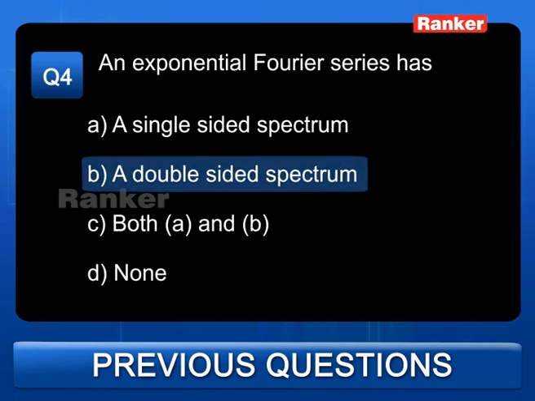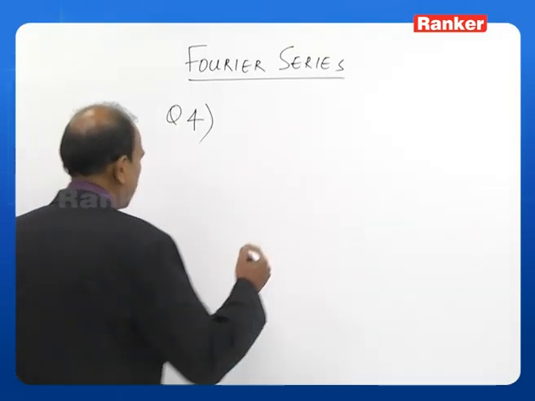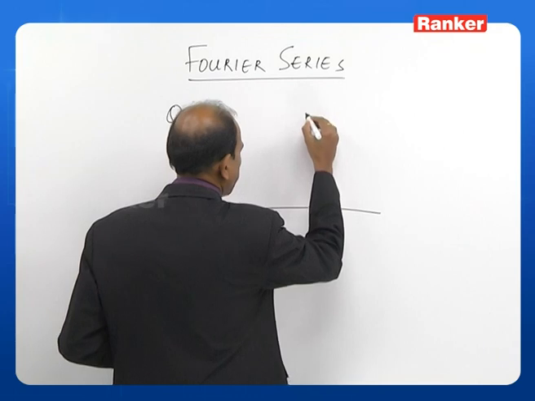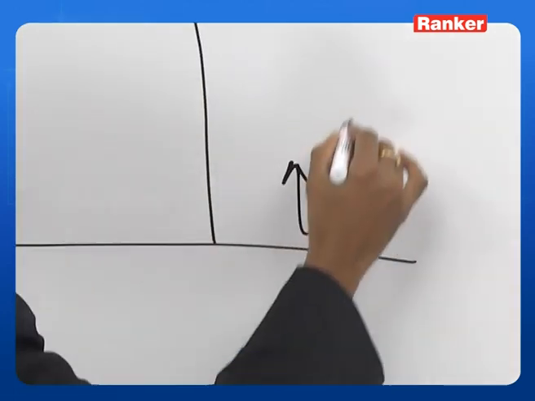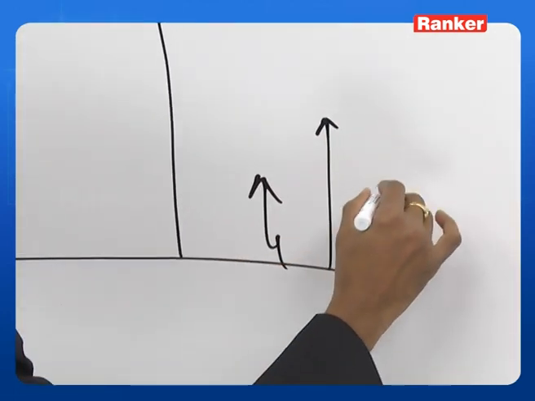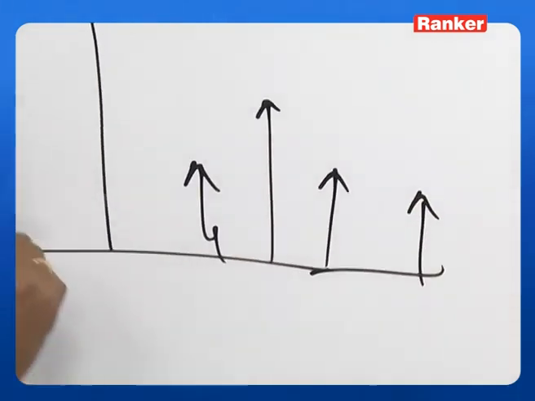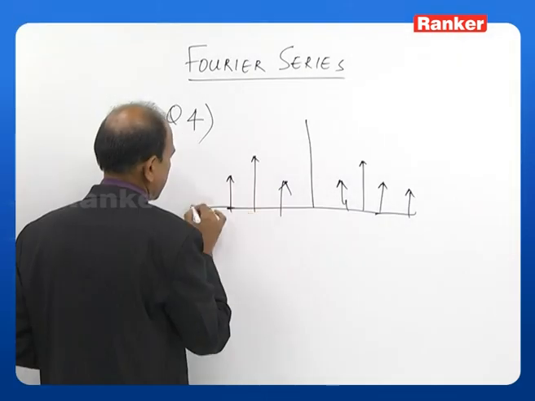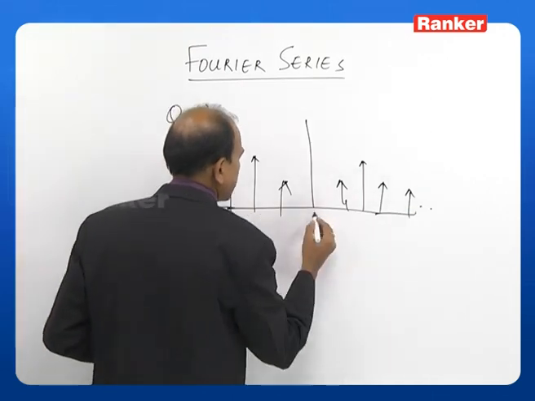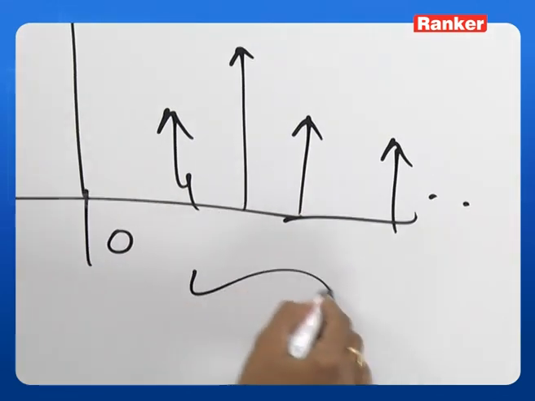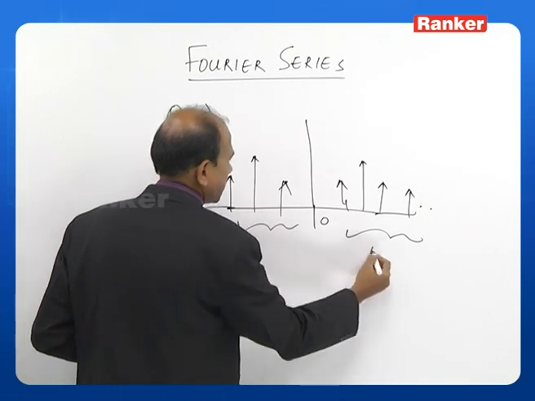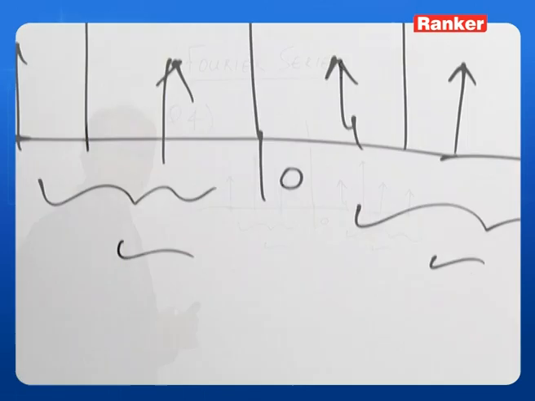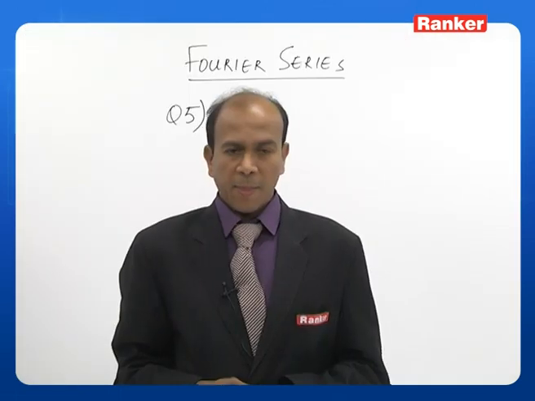Let us see this on the board. Okay, so double-sided spectrum means what? A spectrum exists on both sides. Okay, so it will also be existing here. As it is existing on this side and also this side, this is called a double-sided spectrum. The question number 5 is as follows.